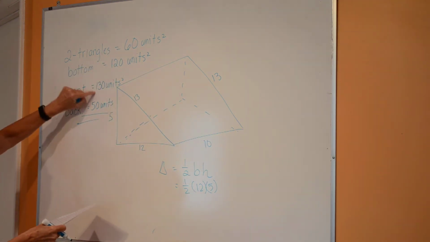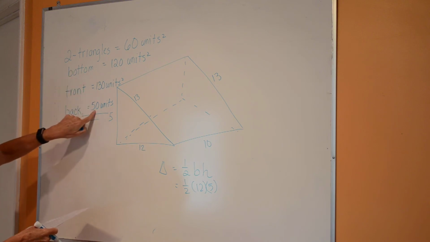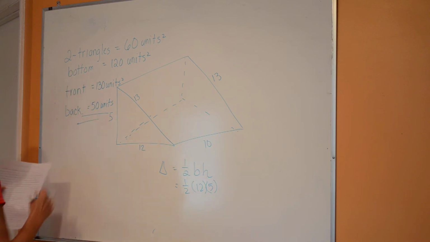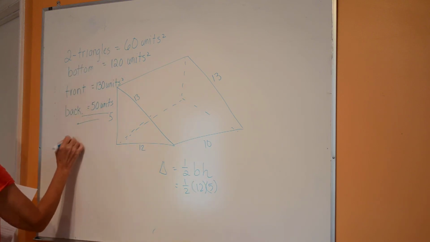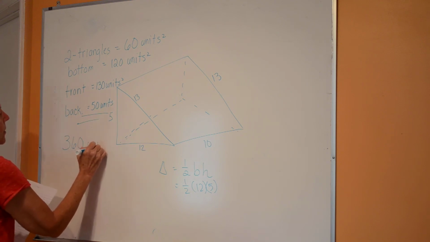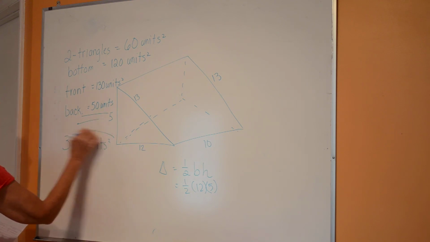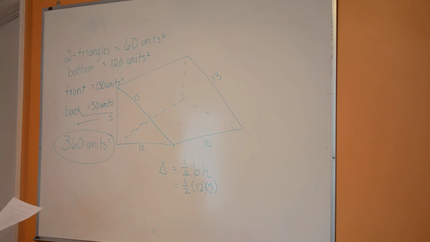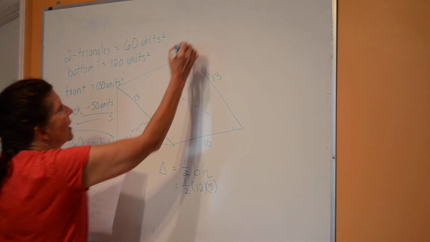So these two together is going to give me 250 plus 50 more, which is 300. 360 is going to be my total surface area. So 360 units squared.